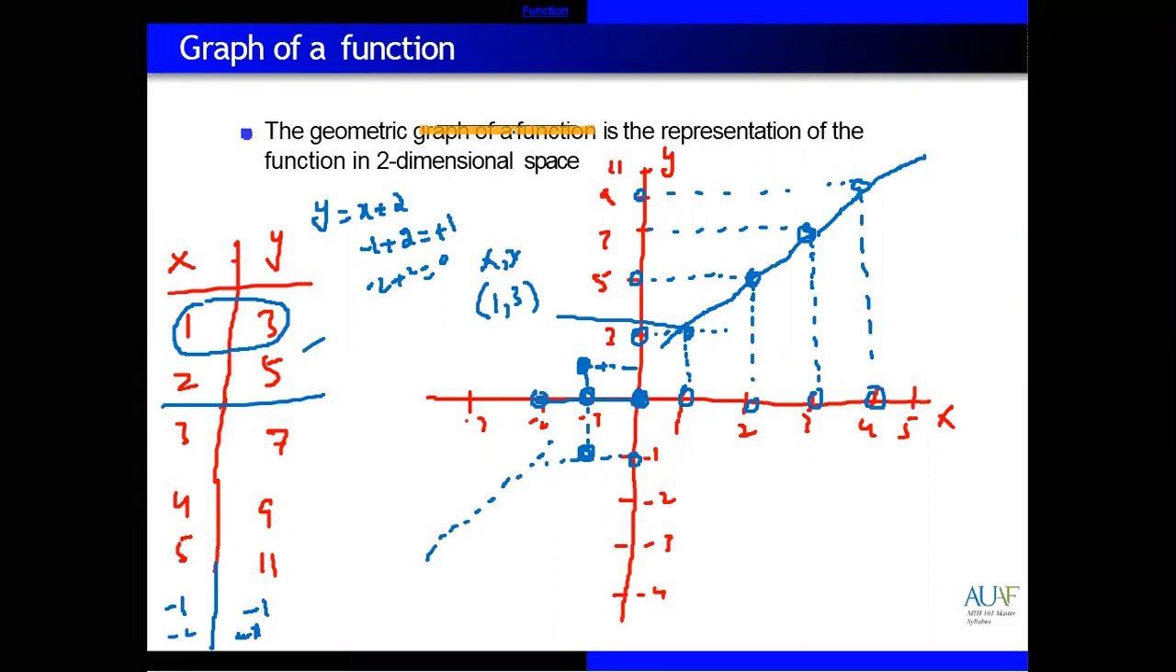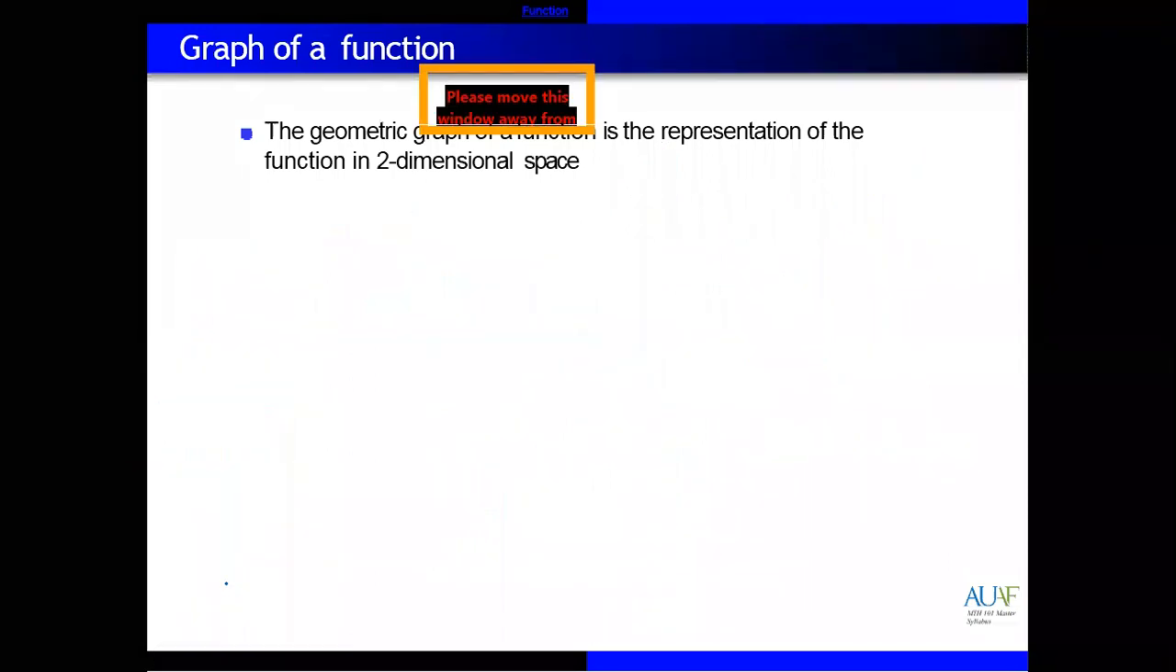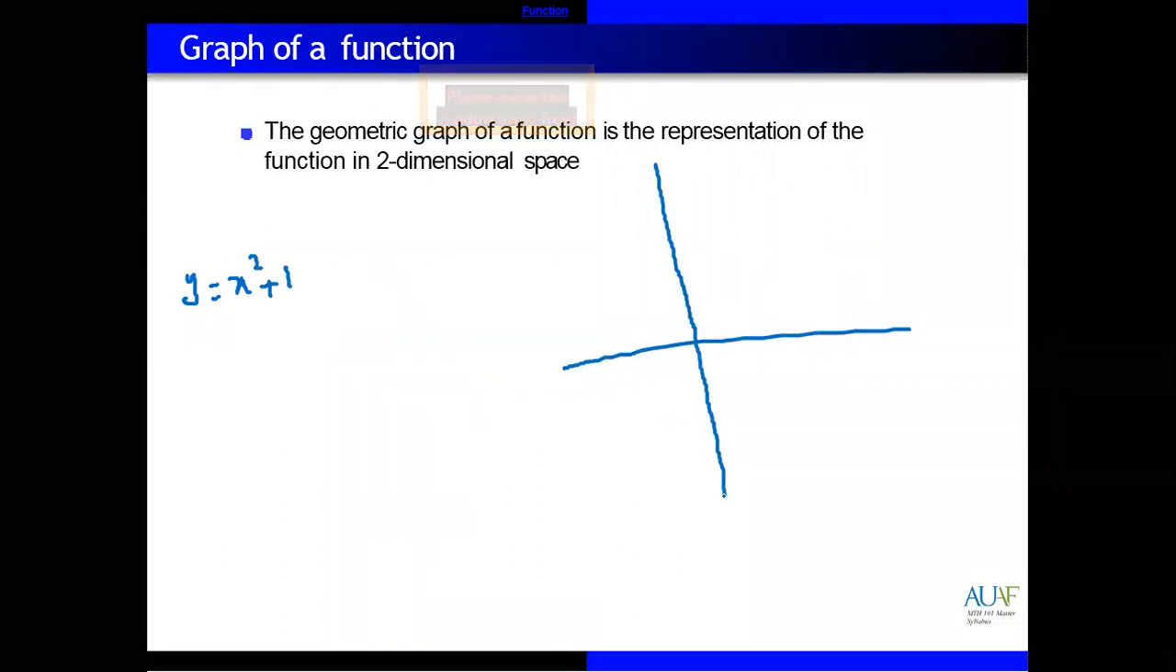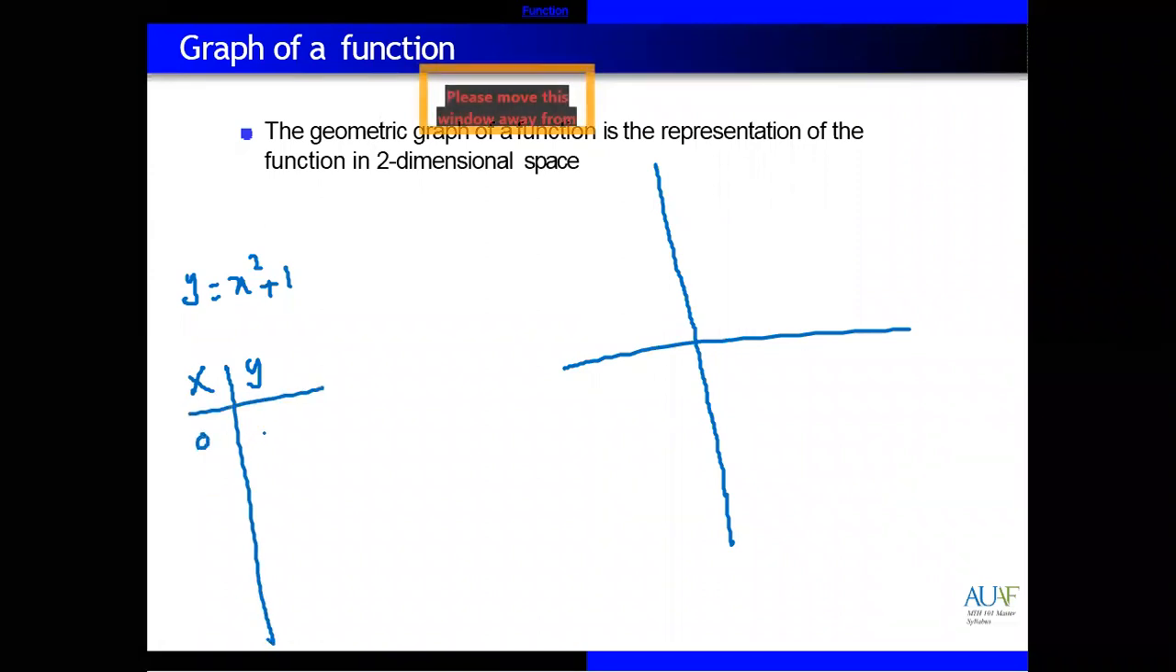This example is for a linear equation. When we have a quadratic equation, with a variable power of 2, how can we draw it? Y is equal to x square plus 1. You can give negative values and positive values for x and y. Starting from 0, x is 0. What is the value of y? Y is 1 because 0 square plus 1 equals 1.